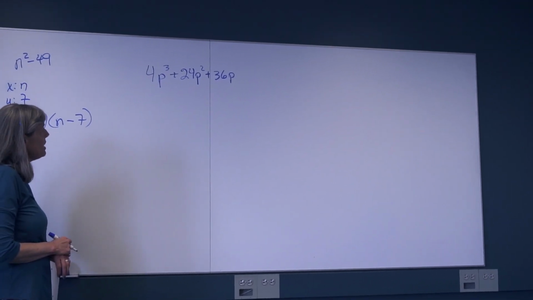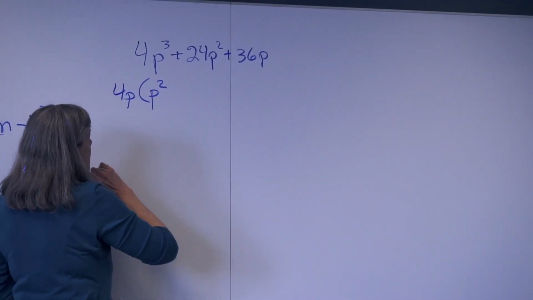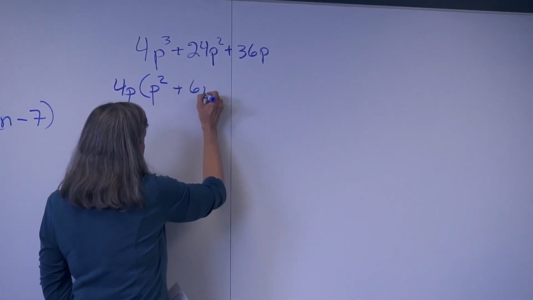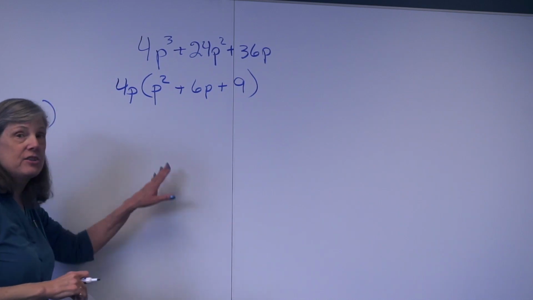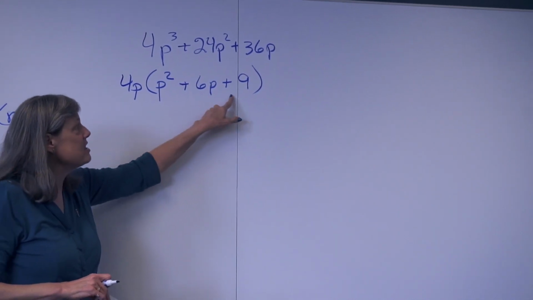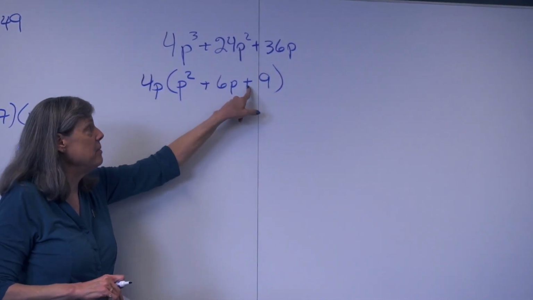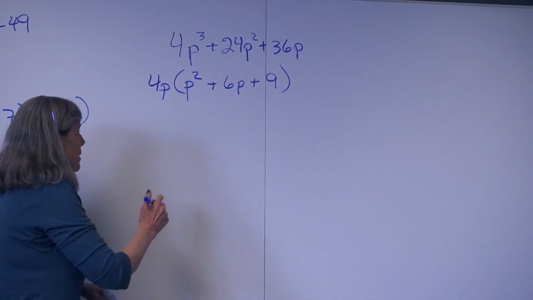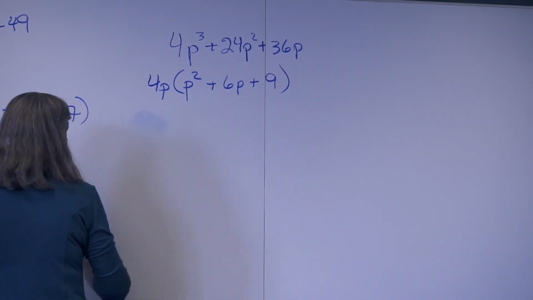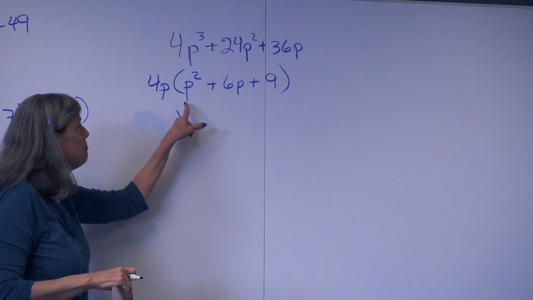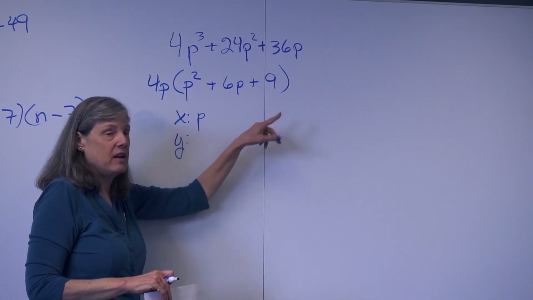Number 1, any greatest common factors? Well, I've got 4p, that leaves me with p squared plus 6p plus 9. Now I need to look at what's left. Is this a binomial? Nope. Is it a trinomial? Yep. Is this positive? Yep. Can I get an even square root of p squared? Yes. Can I get an even square root of 9? Yes.